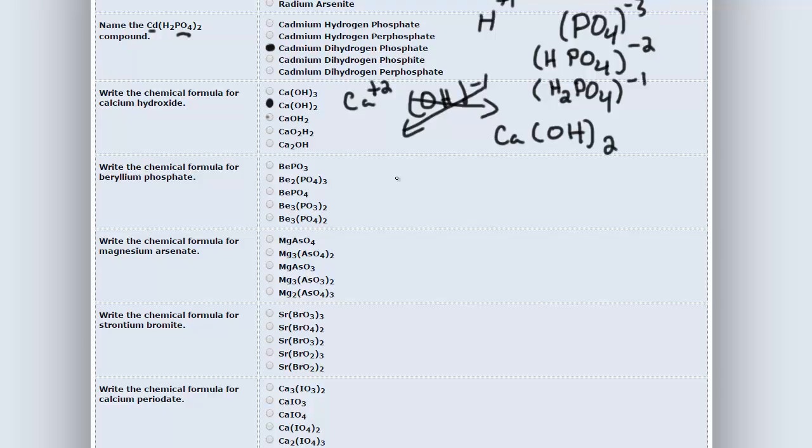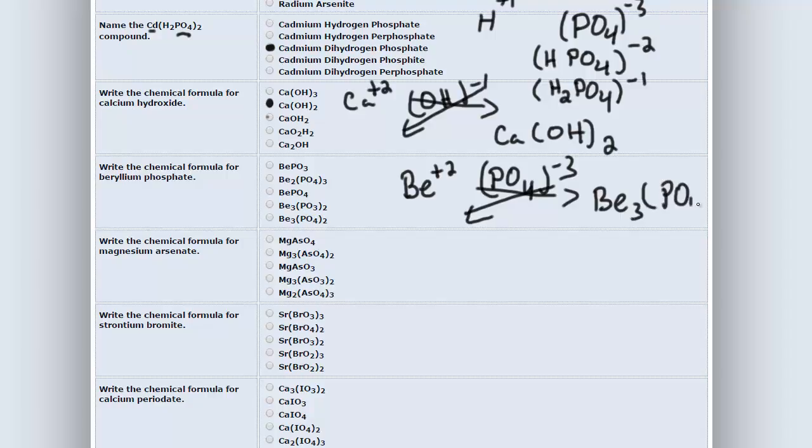Write the chemical formula for beryllium phosphate. Beryllium is a +2 ion. Phosphate, PO4, is a -3 ion. Do the crisscross game. Be3(PO4)2. Be3(PO4)2. All right, let's just do this a different way. Beryllium +2, phosphate PO4, -3 charge.